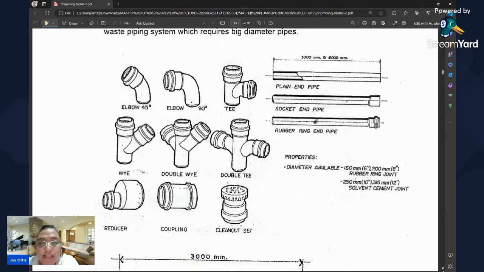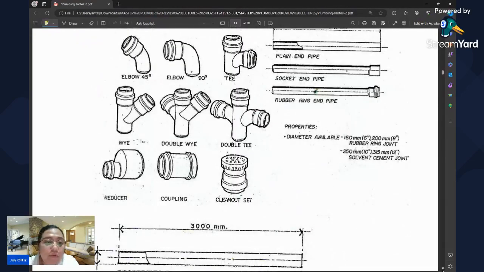Ito na po yung mga designs. You have the elbow 45 degree, elbow 90 degree, T, this is the T, this is the Y, double Y, pataas po yung Y, no? Double T, it's more on parang horizontal siya. The reducer, this is the reducer, the couplings, the clean out set. So, plain end pipe, socket end pipe, and this is the rubber ring end pipe.